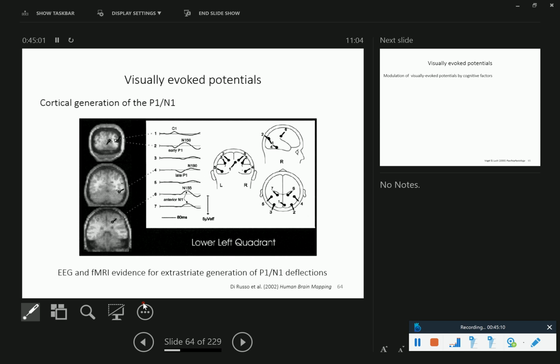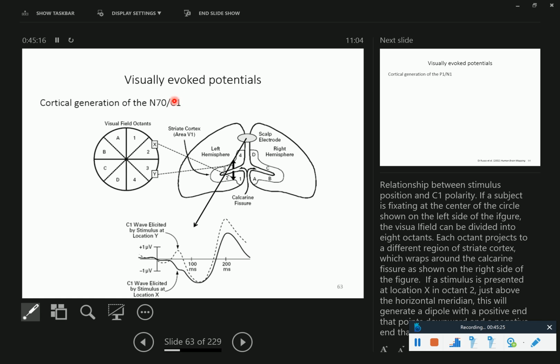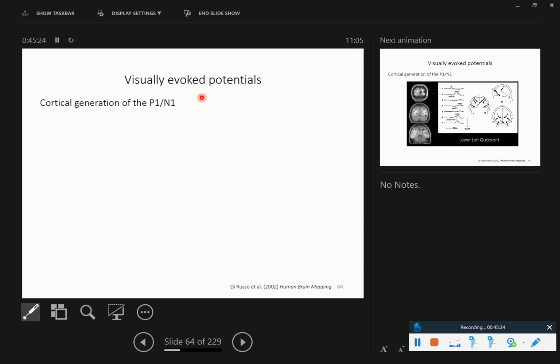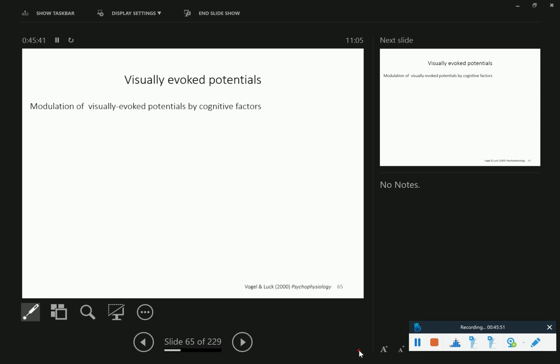Good. So that's C1/N70. You can also see the strange labeling. So N70 is labeled by, I didn't say that actually, C1 for central response 1, and 70 for negative response at 70 milliseconds, and then P1 and N1, aka P100, N140, being generated by primary and higher level visual cortices respectively. And I think this is where we take a break and then discuss the modulation of these a little bit further.